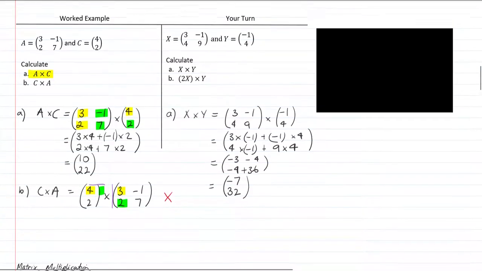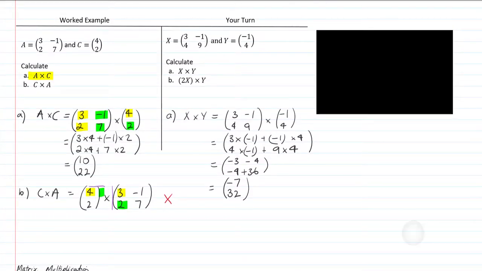Okay, now the next one is 2x times y. I've not snuck in a sneaky dimension mismatch here. What I've asked you to do is a scalar multiple and a matrix multiple at the same time. So 2x times y is going to be 2 times 3, negative 1, 4, 9 times negative 1, 4. Now in this case, it actually turns out that we would typically do the multiplication in the order it arrives. That's how the order of operation works.